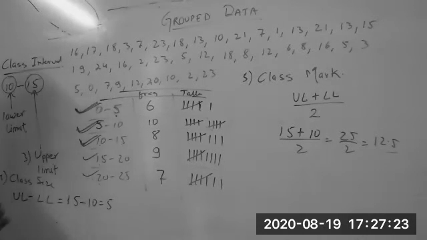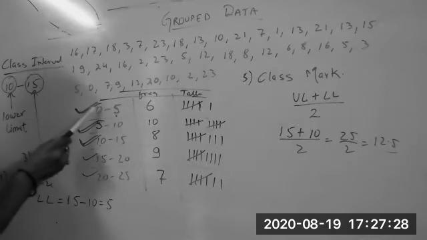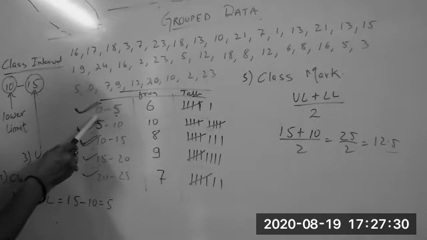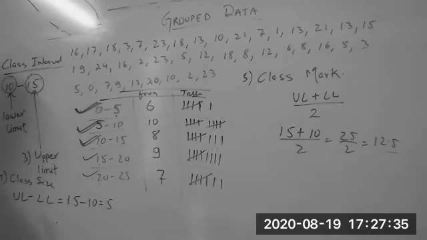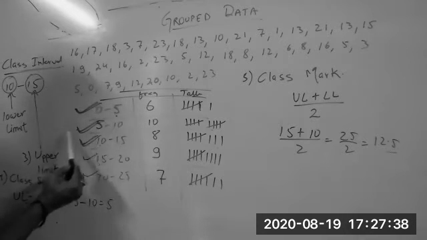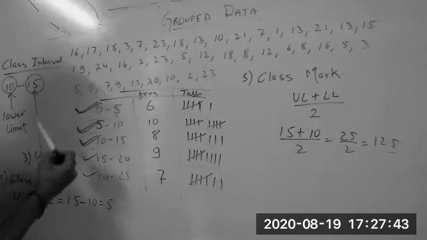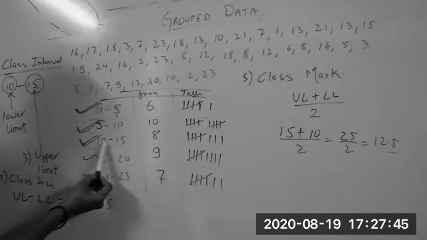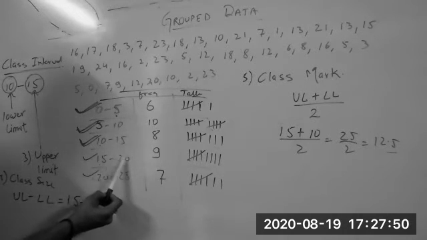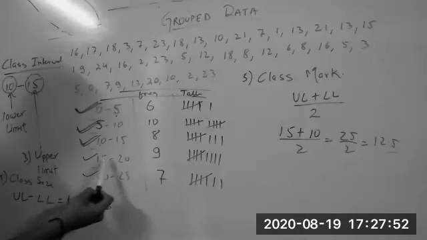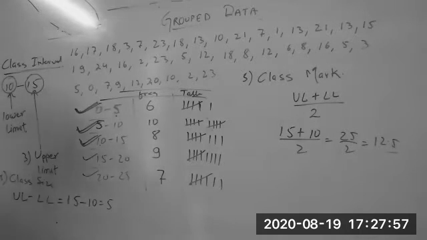So for this class interval, the lower limit is the smaller one, and the upper limit is 5, the bigger one. Now what is class size? Upper limit minus lower limit. 5 minus 0 is 5. 10 minus 5 is 5. 15 minus 10 is 5, class size is 5. 20 minus 15, upper limit minus lower limit, that is 5. 5 is class size.